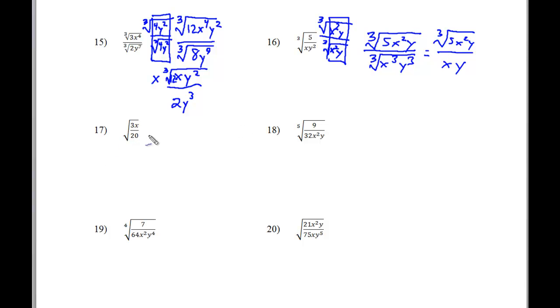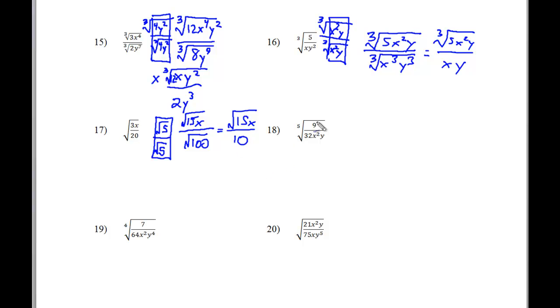Problem number 17, you have to think to yourself, what would I multiply 20 by to make it a rootable number? Now, the smallest rootable number of 20 and 5 would make 100. You're looking for the smallest rootable number in your chart, and the square root of 20 times the square root of 5 is the square root of 100. This also means that your numerator is going to be the square root of 15x, because 5 times 3 is 15. This gives you root 15x over 10.